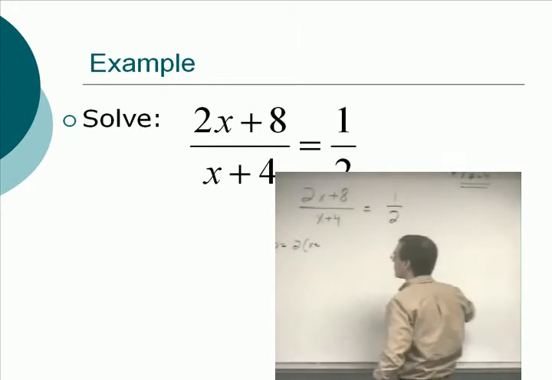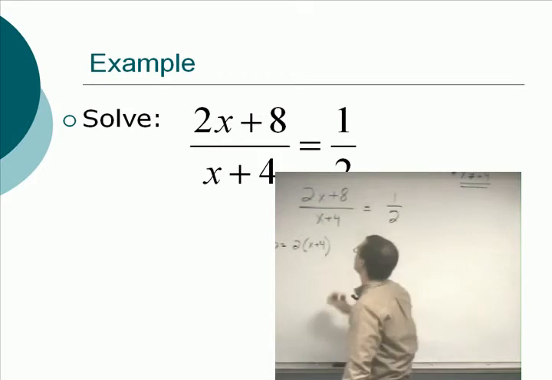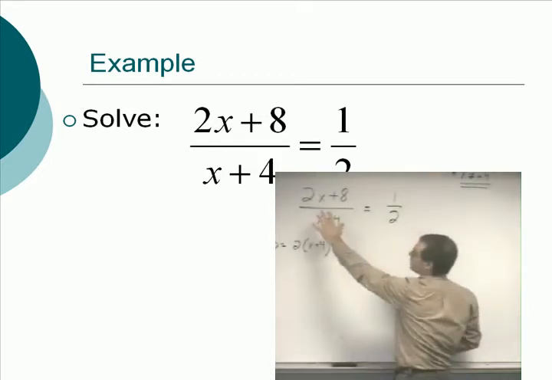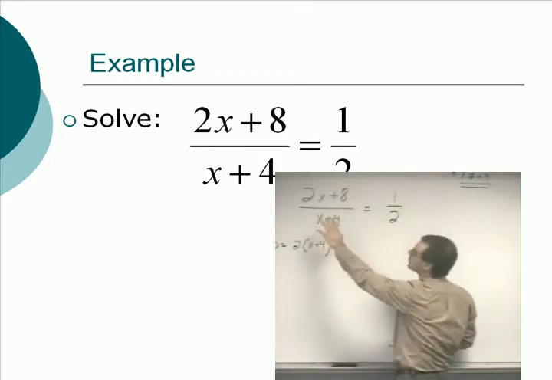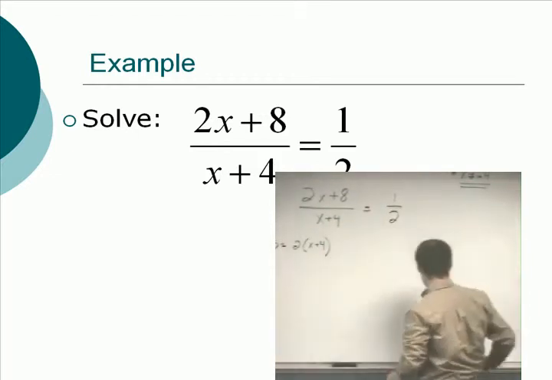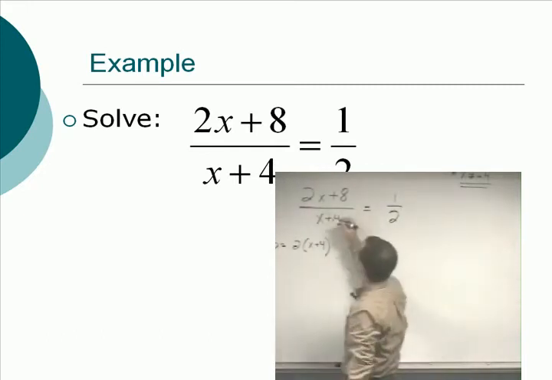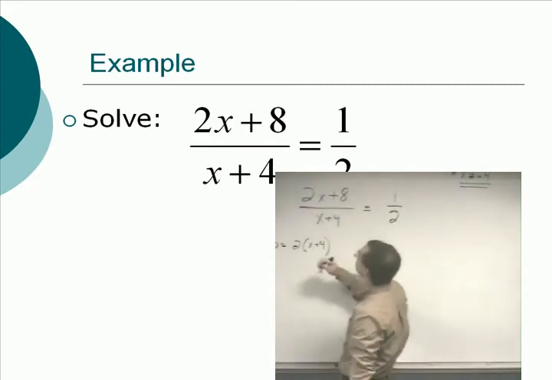2 times x plus 4, that's right. So the left side we're going to multiply everything by 2 times (x plus 4) on the left side.